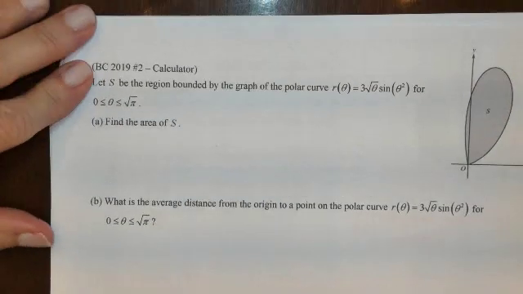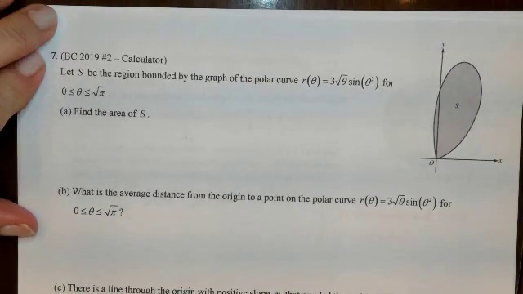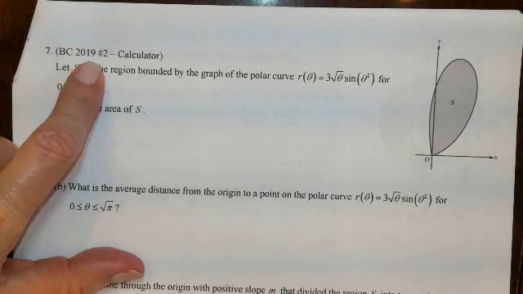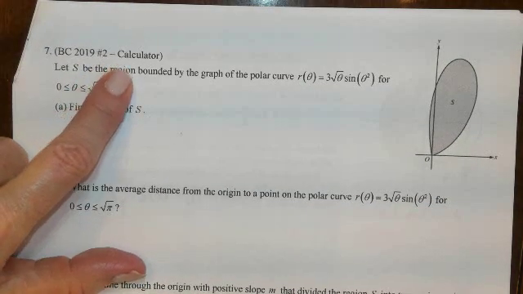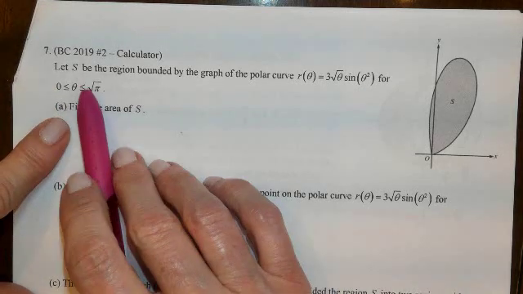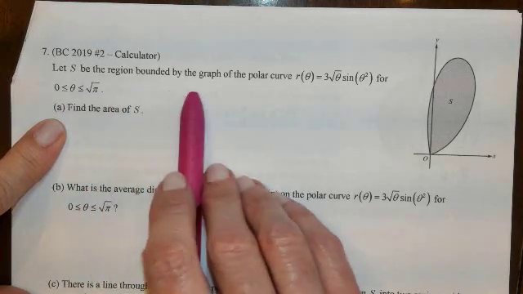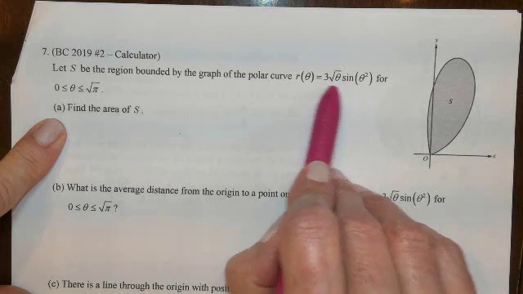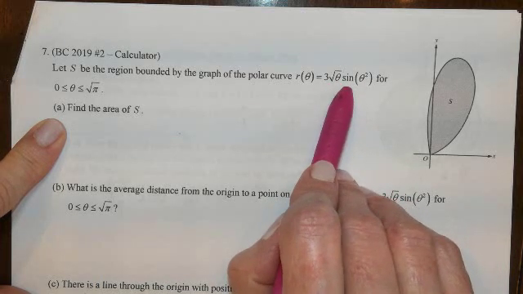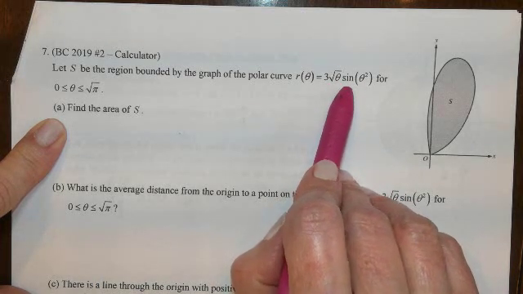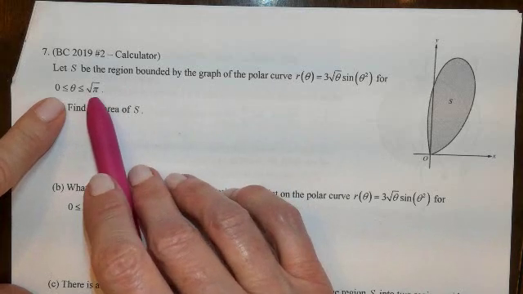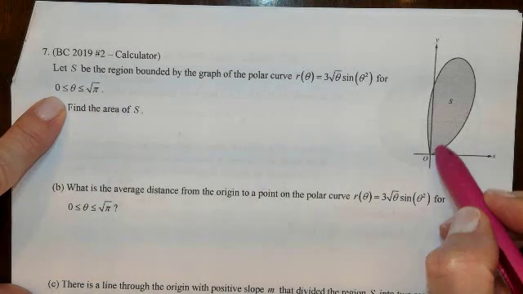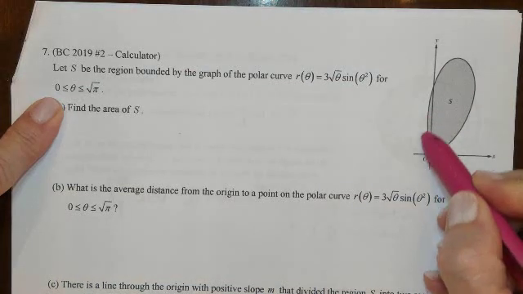Okay, let's take a look now at the polar problem from 2019. This was number 2 with a calculator. Let S be the region bounded by the graph of the polar curve r is equal to this. This is definitely not one of our known polar curves from pre-cal, right? For theta between 0 and square root of pi, okay? So 0 to square root of pi.